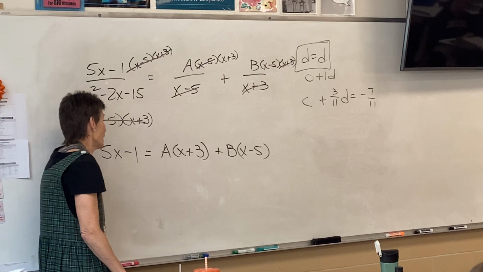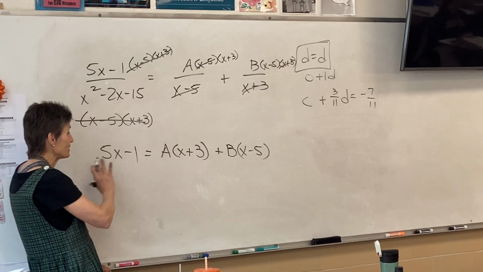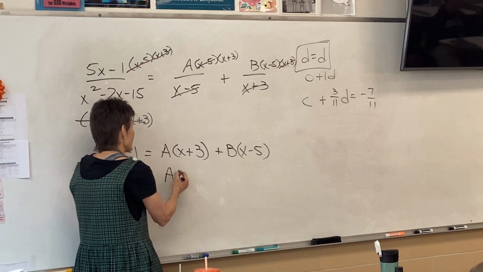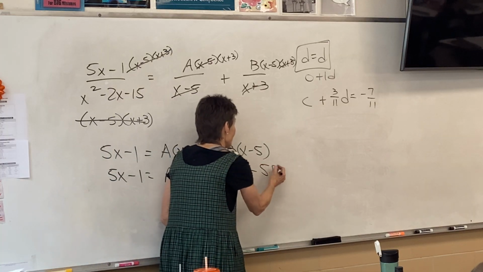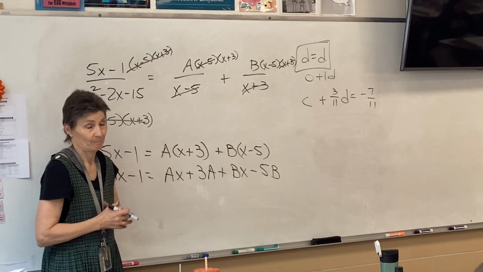All right, here we go. Next thing we do is we got rid of our denominators. This is what we have left. So 5x minus 1 equals ax plus 3a plus bx minus 5b. So what is that? I simply distribute it.